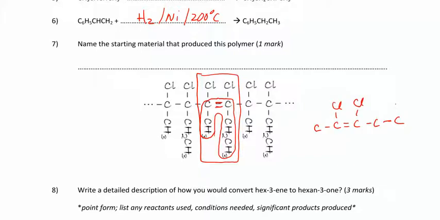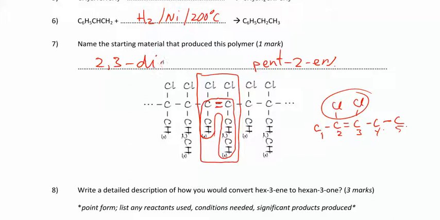That's your starting material. It says to name the starting material. Well, this is an alkene. It's pent-2-ene. Right? 1, 2, 3, 4, 5, and the double bond is between carbon 2 and 3. There are also some chlorines on there, on 2 and 3. This is going to be 2,3-dichloropent-2-ene. There you go there.